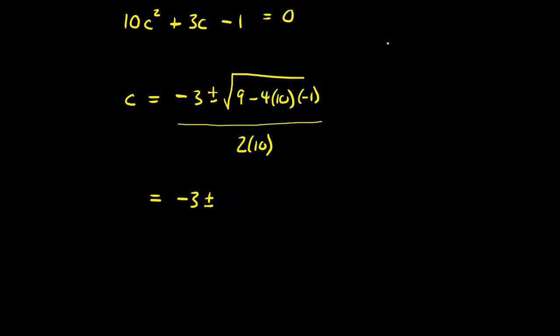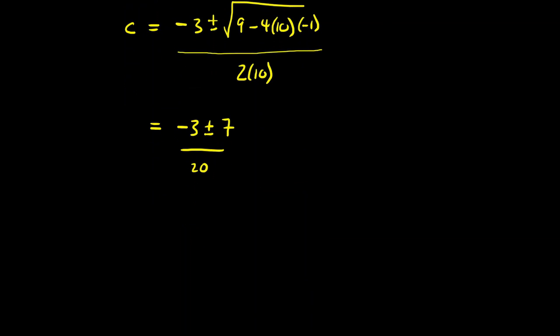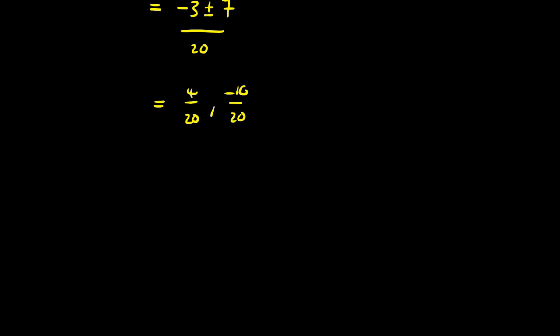So that's going to be 9 plus 40, square root of 49, which is 7, all upon 20. And if I did negative 3 plus 7, that's going to give me positive 4. So I would get 4 upon 20. And if I did negative 3 minus 7, that gives me negative 10. So negative 10 upon 20. So I've got two answers here to think about.